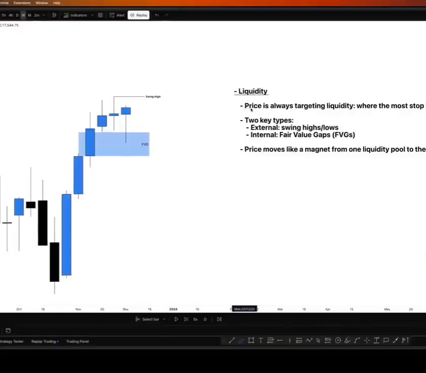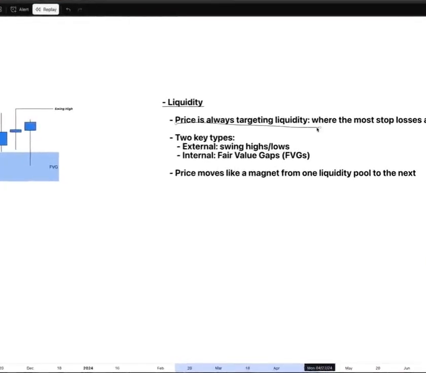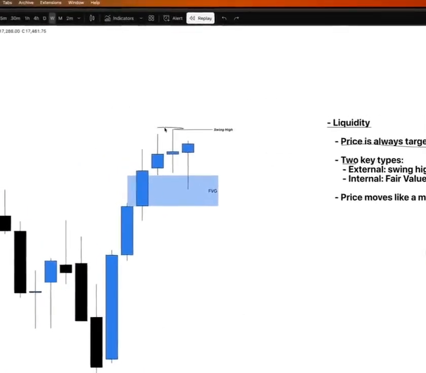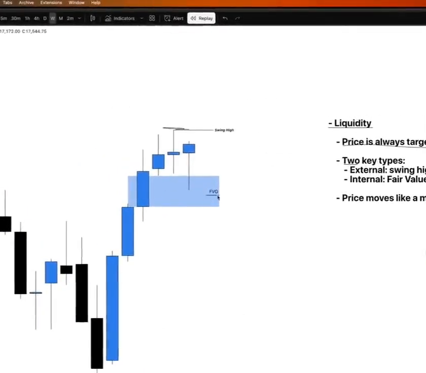You need to understand that price is always moving towards liquidity because this is where the most stop losses are, and the larger market participants are going to manipulate retail traders. That way they can take their stop losses and enter positions. There are two key types of liquidity. We have external, which is at swing highs, and we have internal, which is at fair value gaps.